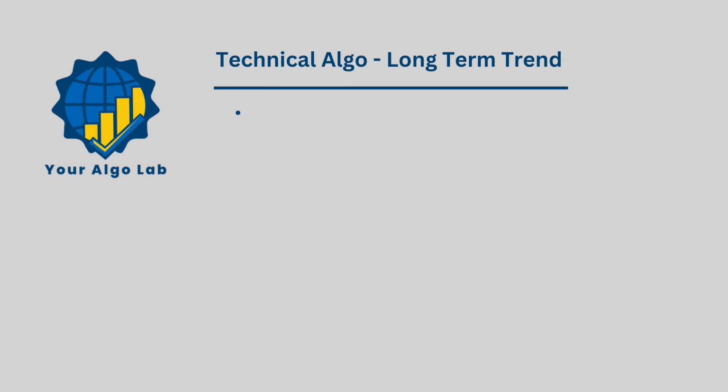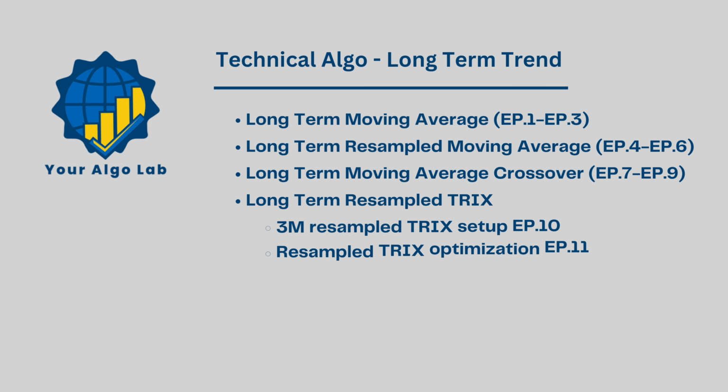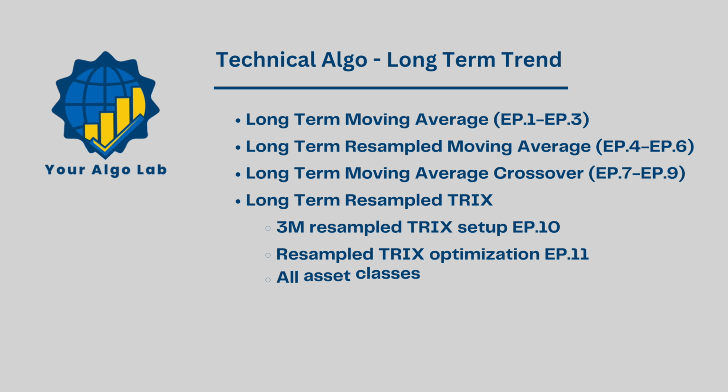In our last episode, we explored optimizing long-term resampled TRIX strategies using grid search. If you haven't seen it yet, we highly recommend checking it out. The links to the previous episodes are in the description below. Today, we're going to backtest the same strategy across all asset classes.